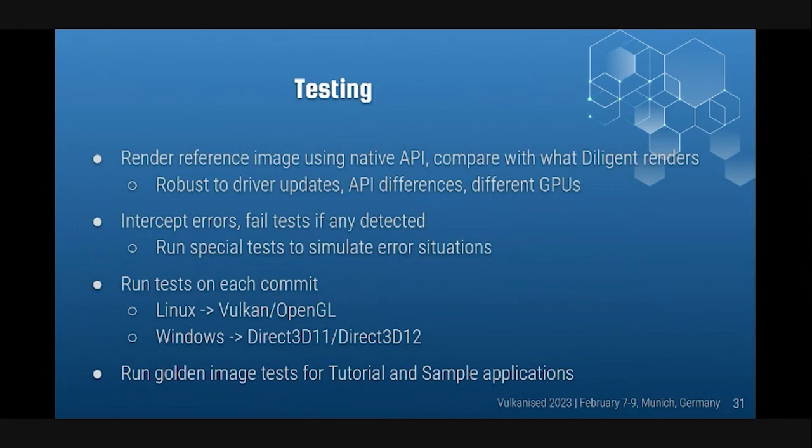This lets us hide all the driver details and differences between different GPUs, because the reference is generated at runtime, and that lets us perform a pixel exact comparison. This process intercepts any errors generated by, say, validation layers. If any errors happen, then the tests fail. And we run tests on each commit on Linux, where they run on Vulkan and OpenGL, and on Windows for Direct3D11 and D3D12.